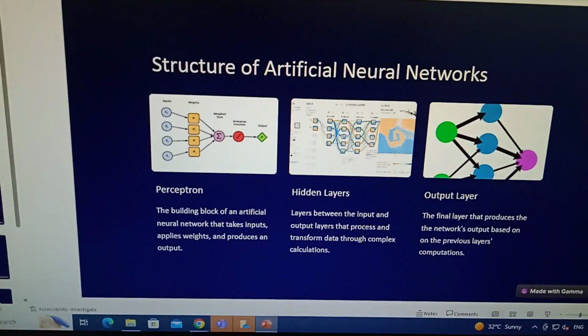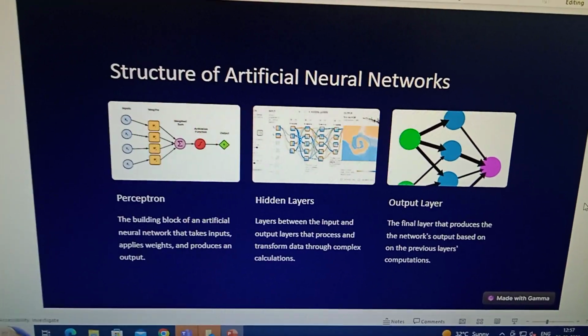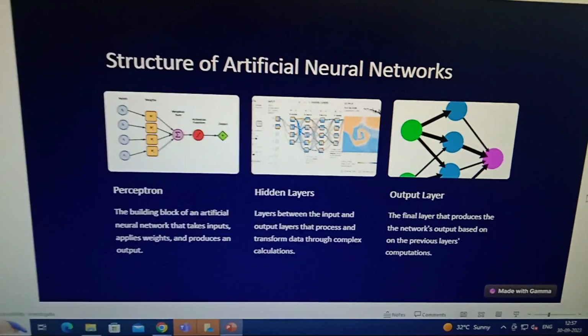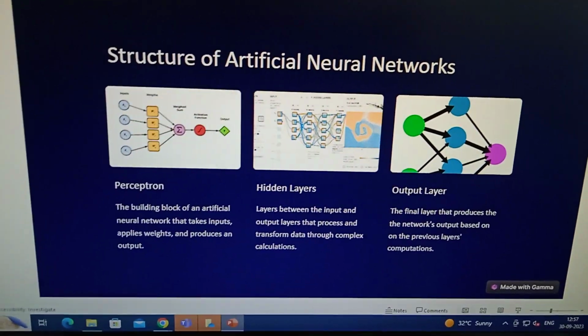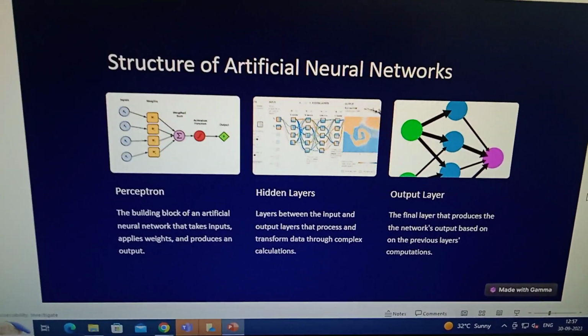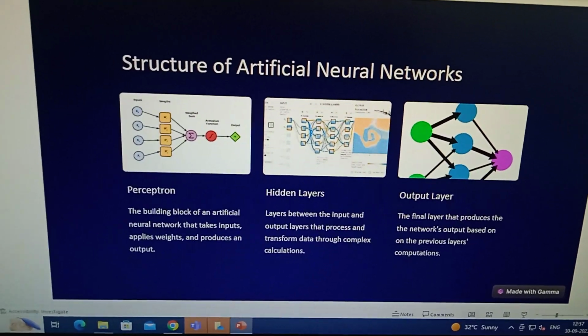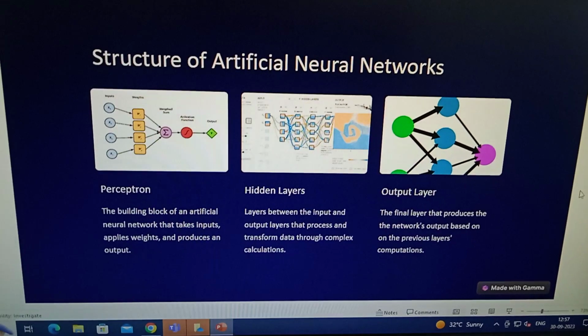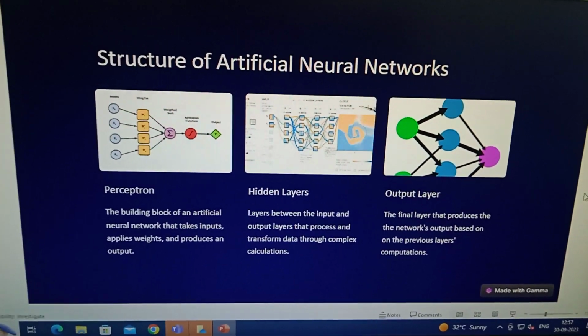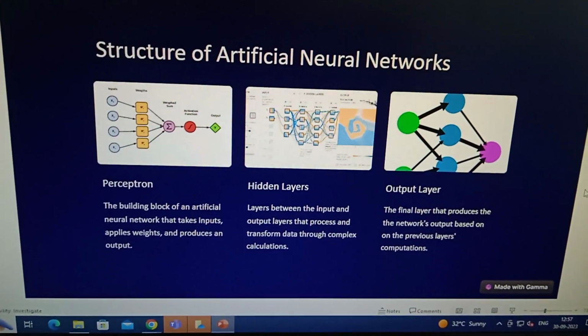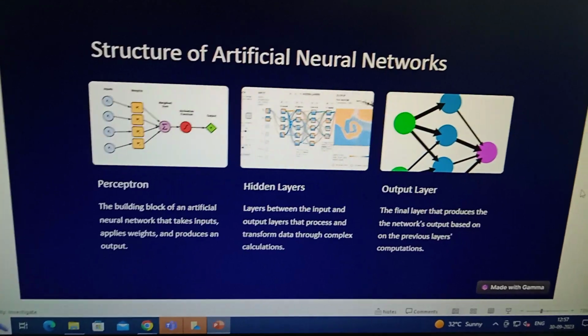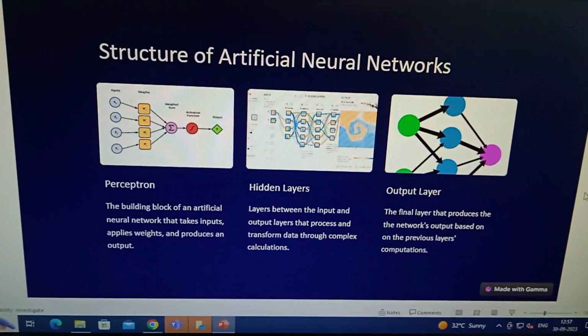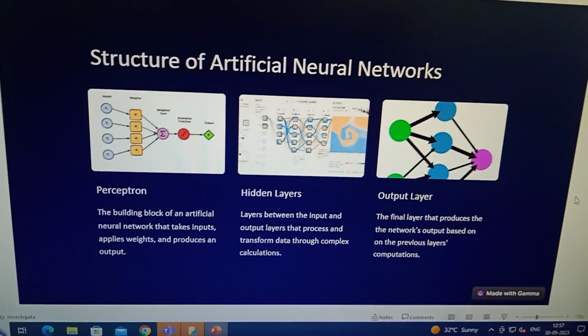Now, when we talk about hidden layer, it is actually the process that is responsible to transform the data coming up from input layer and to perform various complex calculations on it so that we can easily calculate the output layers. The last, after the hidden layer, the output layer is dealt with.